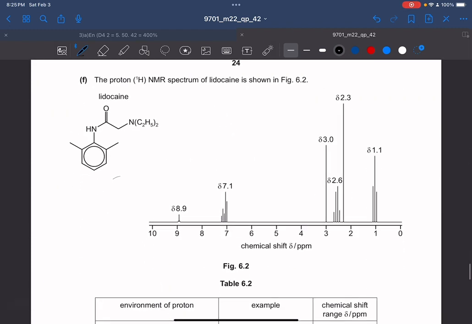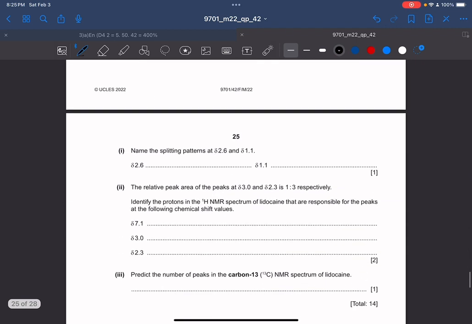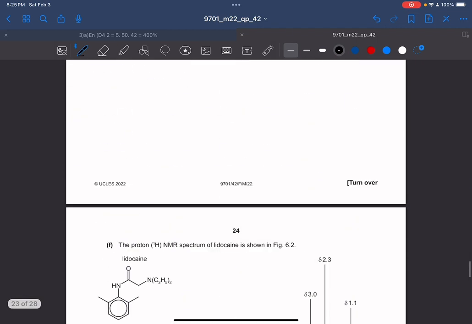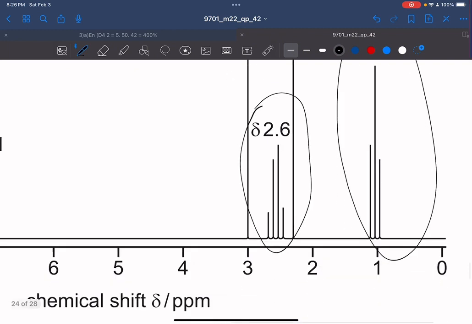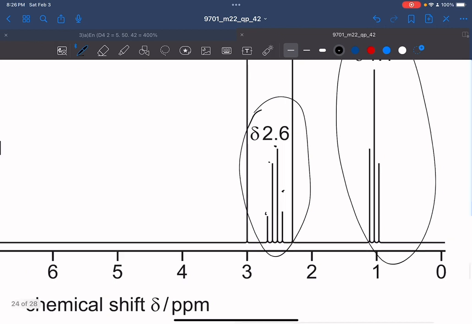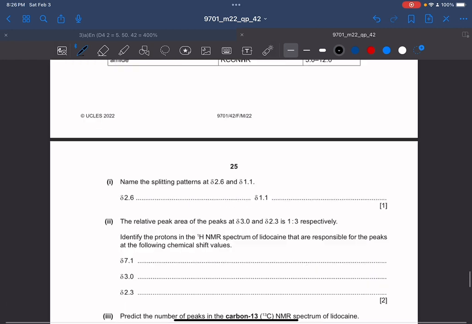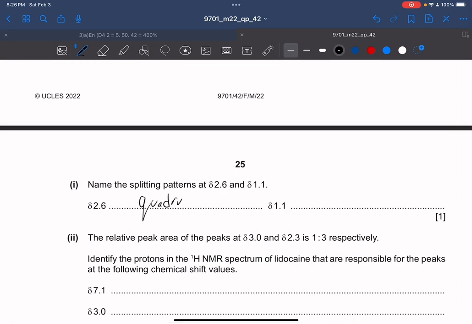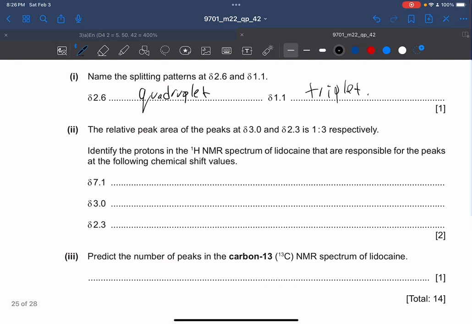Okay, next is NMR, nuclear magnetic resonance. Name the splitting pattern at 2.6 and 1.1. This is very easy. Just count how many lines there are. 1, 2, 3, 4. That's a quartet. And this one is 1, 2, 3. That's a triplet. So here it's going to be a quadruplet because there are 4. Quad means 4. This is a triplet. Tri means 3.